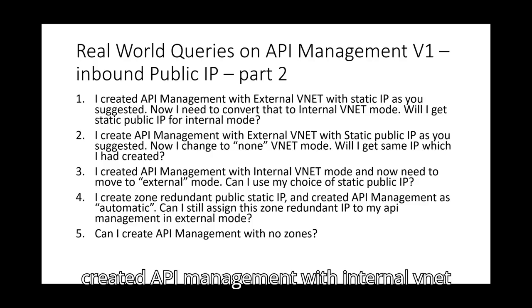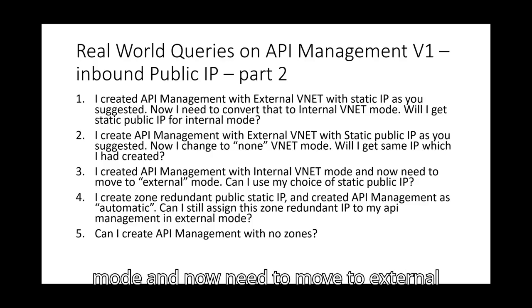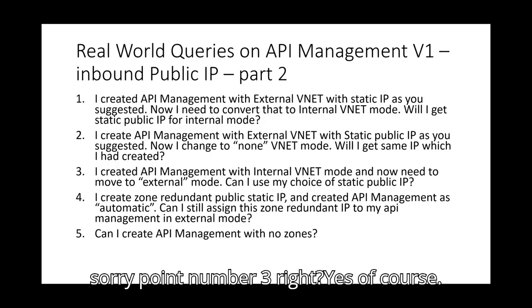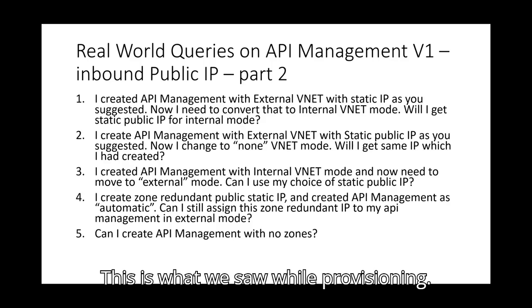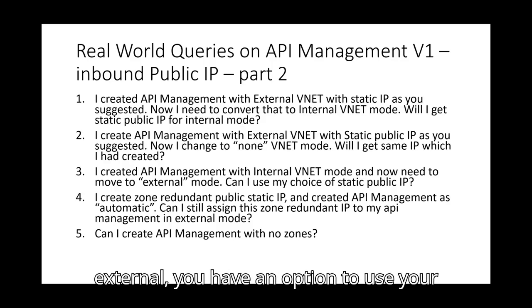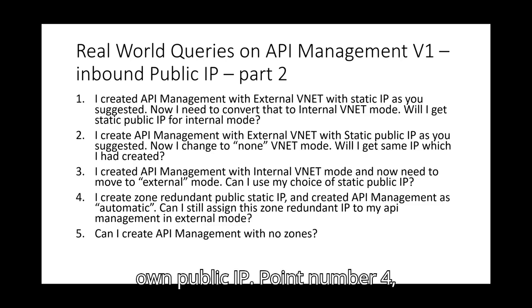Point number 3. I created API management with internal VNet mode and now need to move to external mode. Can I use my choice of static public IP? Yes, of course, this is what we saw while provisioning. Whenever you change VNet mode to external, you have an option to use your own public IP.